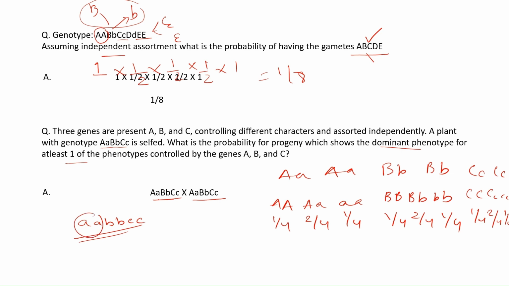Now aa, what is the probability? 1 by 4. bb again 1 by 4. cc also 1 by 4. So that means 1 by 64. Clear? This is not allowed. Rest all are allowed. In probability, it ranges from 0 to 1. So this is not allowed. So how can we get the allowed one? 1 minus 1 by 64. You can calculate this and you will get the result. It will be 63 by 64.